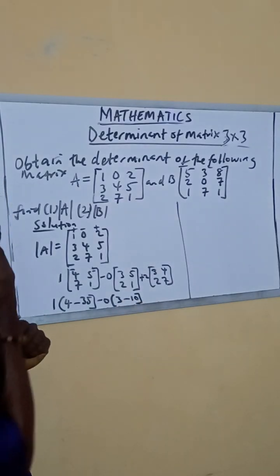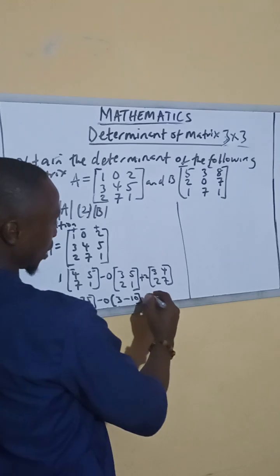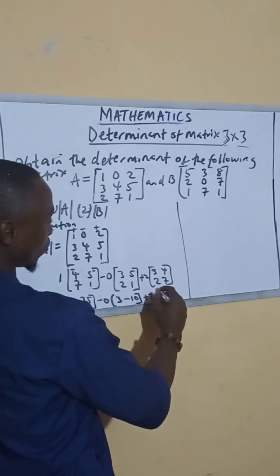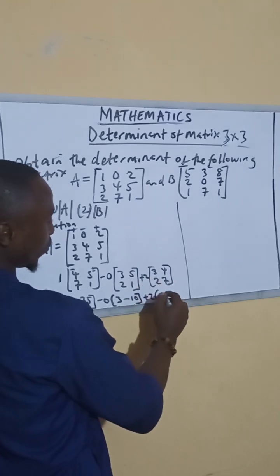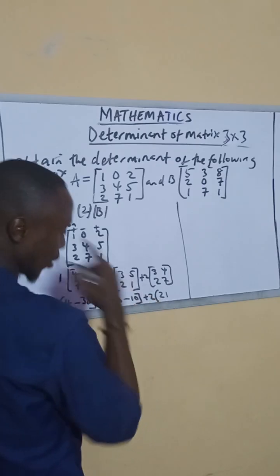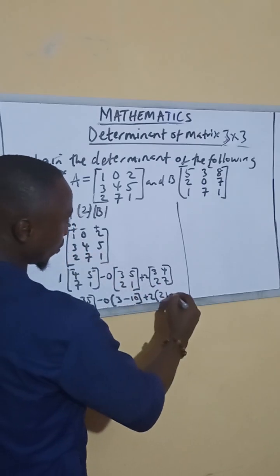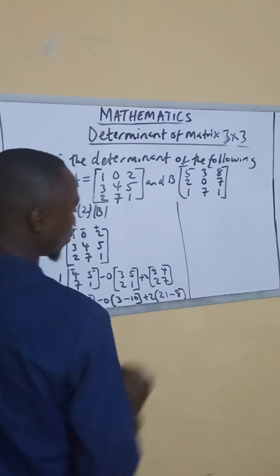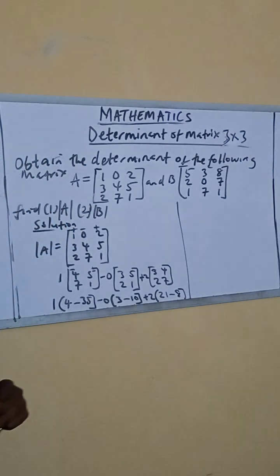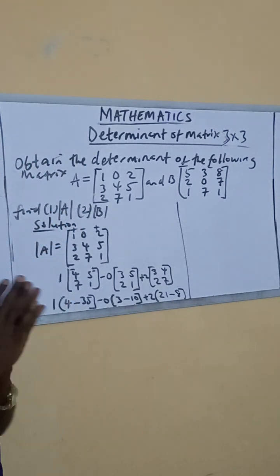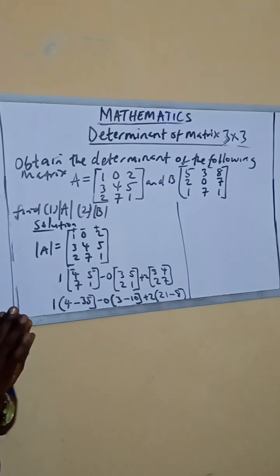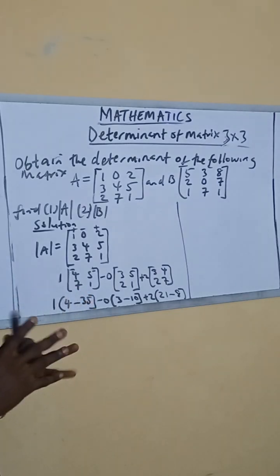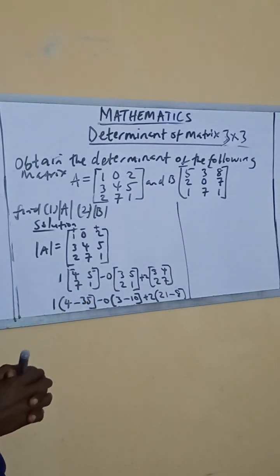Have we seen this now? Now move to the next one, plus 2. 3 times 7 will give us 21. Minus 2 times 4 will give us what? 8. This is the first stage, and I'm sure you guys are following up swiftly. The question now is, what next?